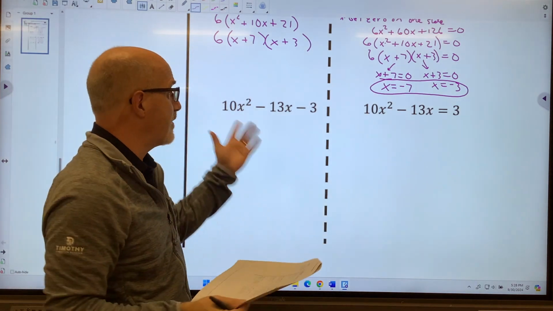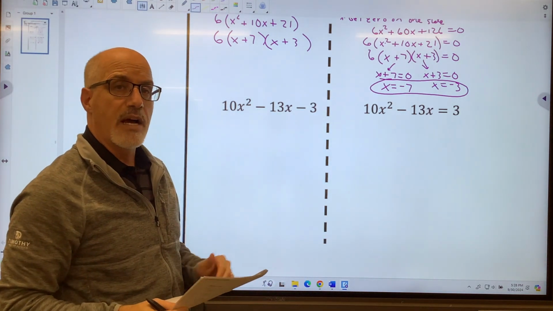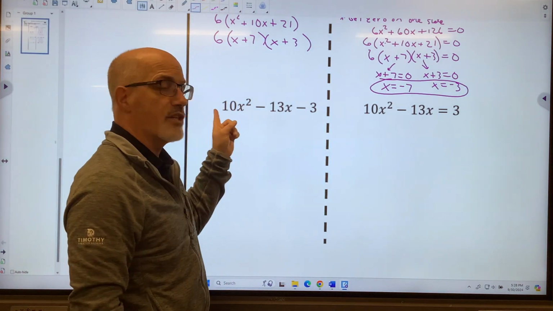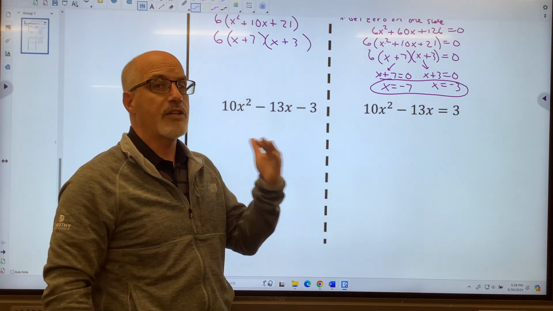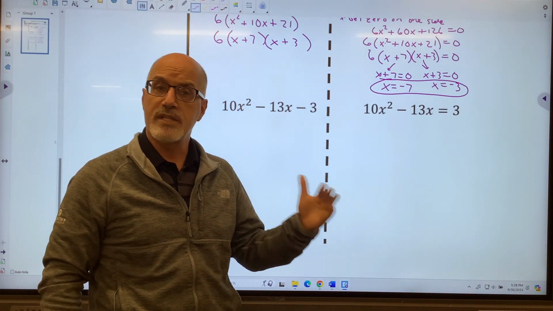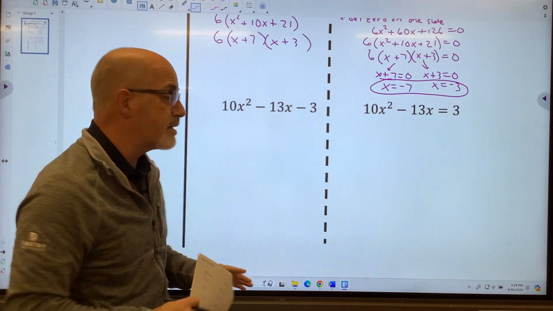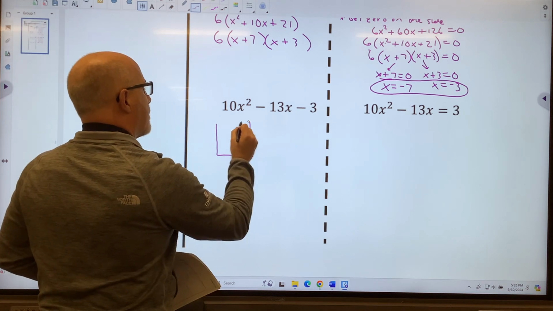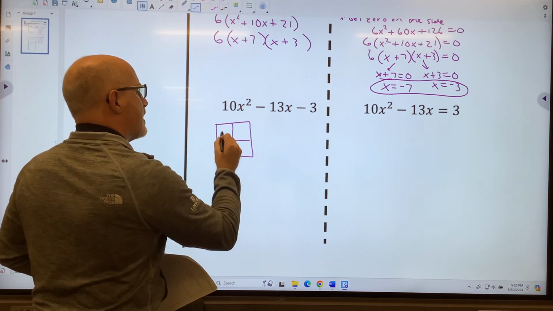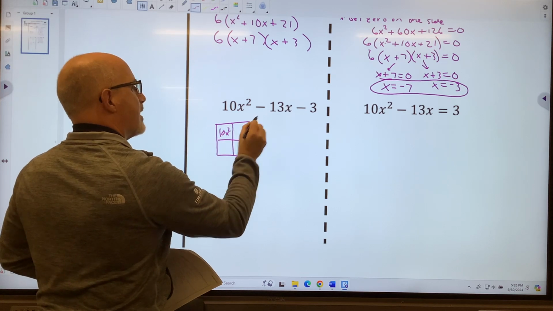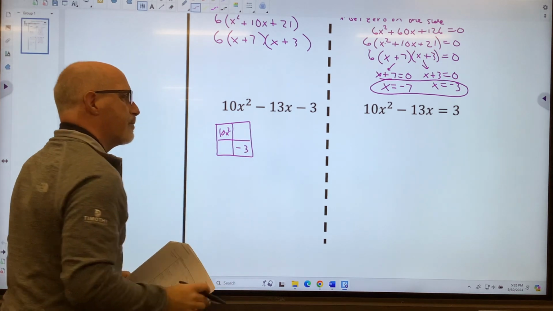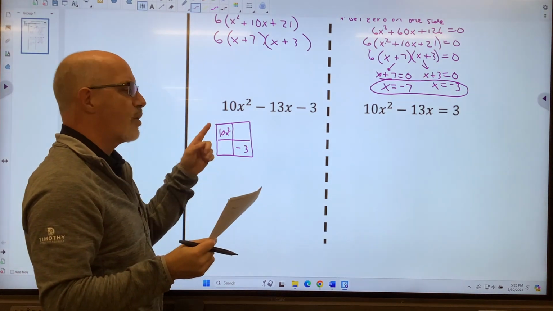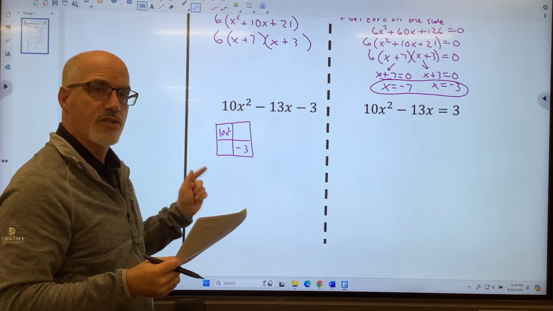There is no GCF, nothing goes into all three of them. So now we're going to have to use our pattern for the advanced pattern. When the leading coefficient is not equal to 1, I'm going to use the box method here. You could use the X method as well. It's your choice as to which one you prefer. So the box method here, I'm going to put in the first box 10x squared, and in the last one I'm going to put negative 3. Now I can separate out 10x squared. I can make it 10x and x, or I can make it 5x and 2x.